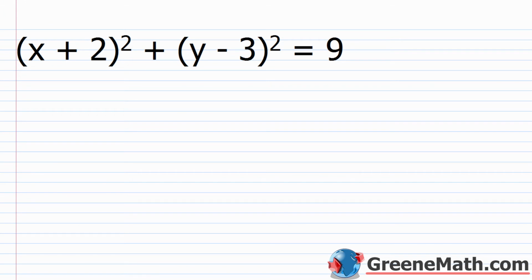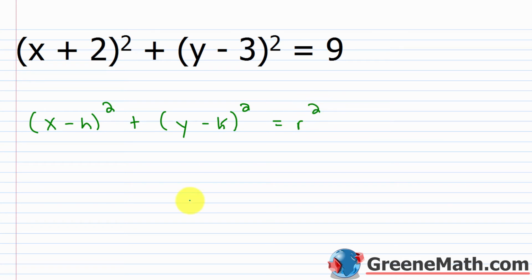All right, let's take a look at one more of these easy ones, and then I'll show you a harder scenario where the information is not given to you in this format, and so you have to do a little bit of extra work. So here we have x plus 2, that quantity squared, plus the quantity y minus 3 squared, and this equals 9. So again, the format that we're looking at is x minus h, this quantity squared, plus y minus k, this quantity squared. This equals our radius squared.